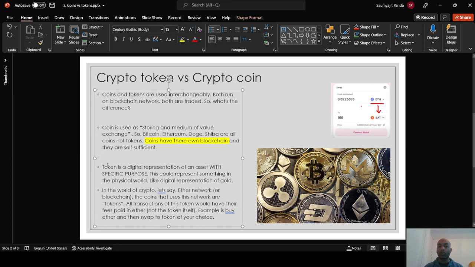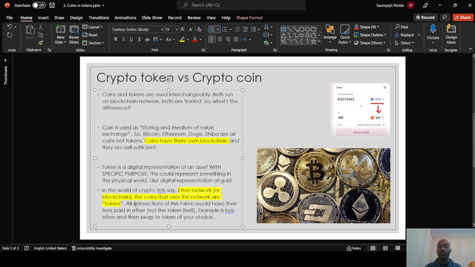Whereas a token is a digital representation of an asset with a specific purpose. This could represent something in the physical world, like the gold. In the world of crypto, let's say the Ether network or blockchain, the coins that use the network are tokens. Each coin has its own blockchain, but the coins which use this coin's blockchain are called tokens. I think everyone got it.